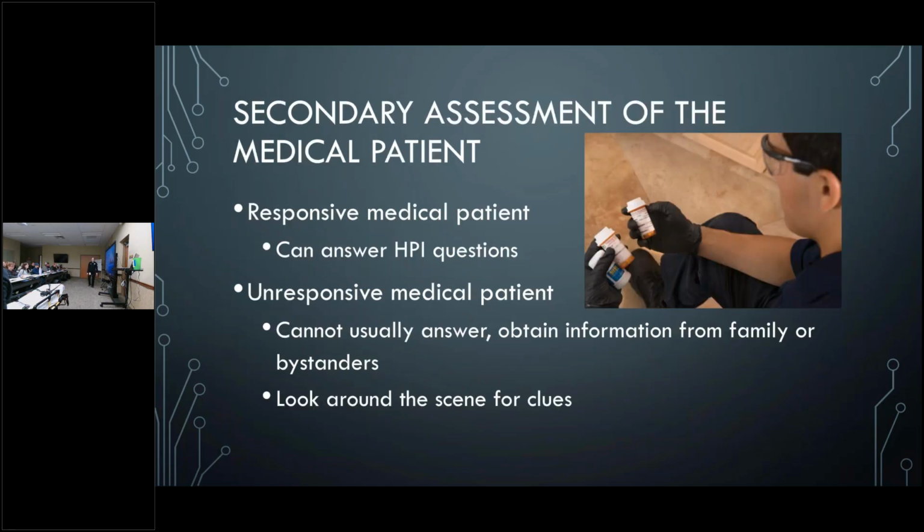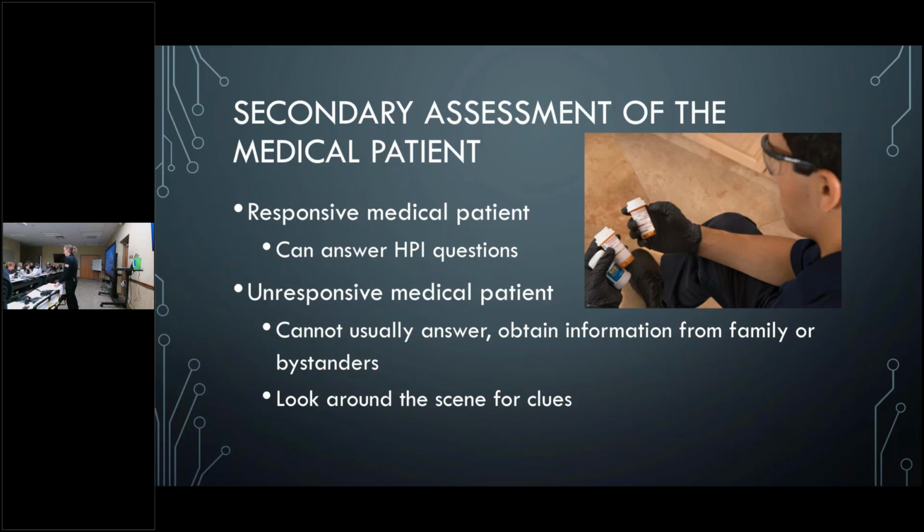Okay, so this is the secondary assessment part of the medical patient. If you have both sheets, this is where it starts to get a little bit different. All right. So we look at our history taking, right? This is where that OPQRST comes in. You can see that it's a little bit different than on your trauma sheets.